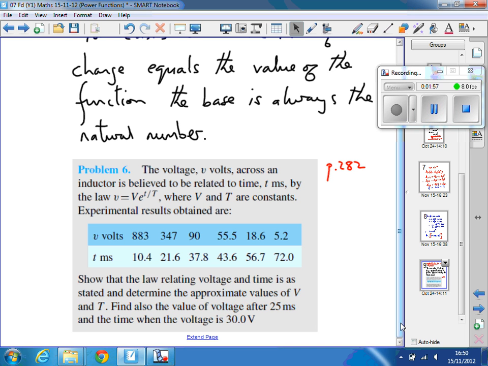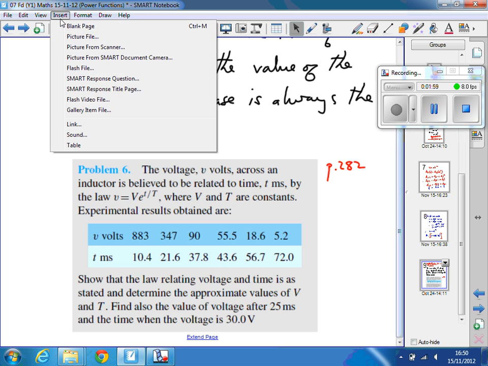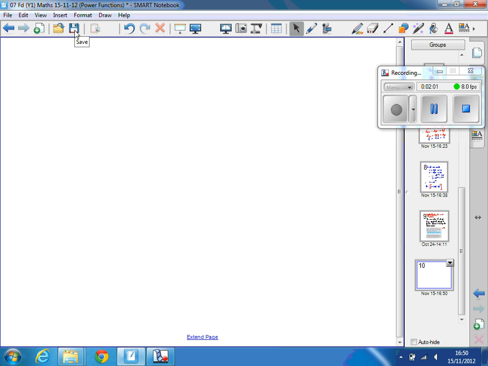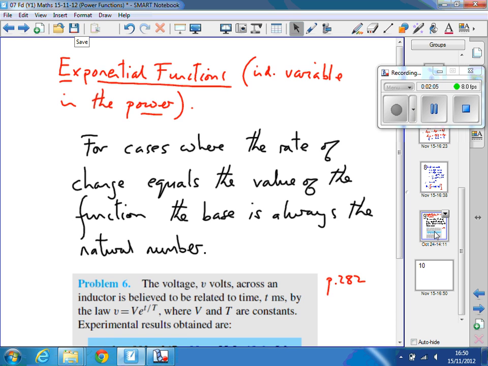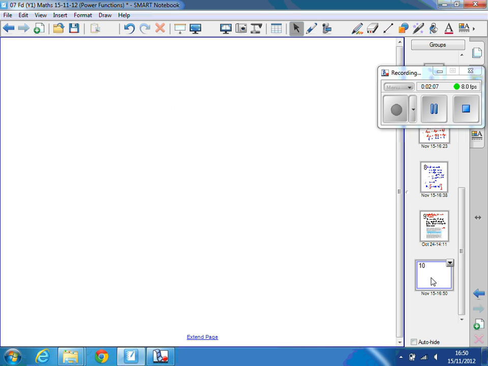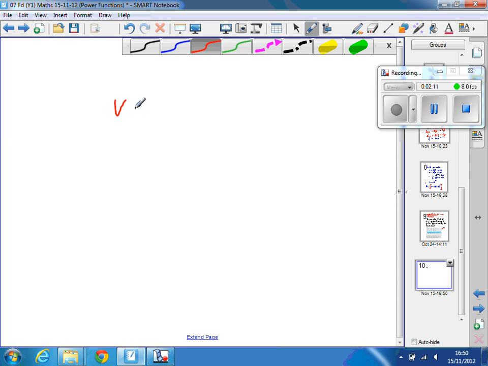So let's take this function: V equals V naught e to the t over T.